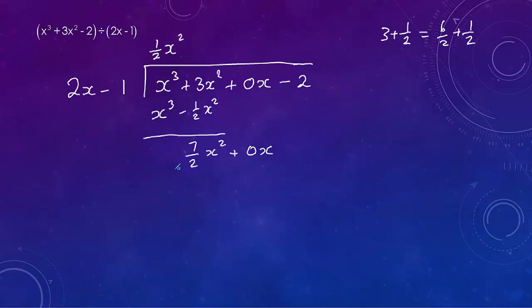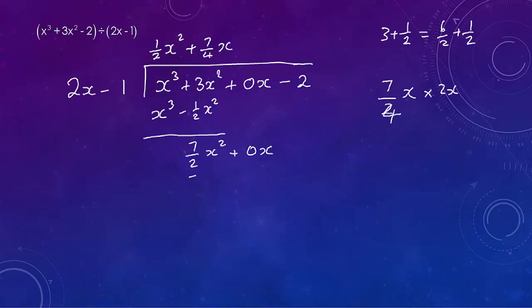What do we multiply 2x by to get 7 over 2 x squared? So if we multiply 7 over 2 x's by 2x, that would give us 7 x squareds. So I think it's going to be 7 over 4 in order to give us the 7 over 2 x squared. So we need to multiply by 7 over 4 x's, and that will work.